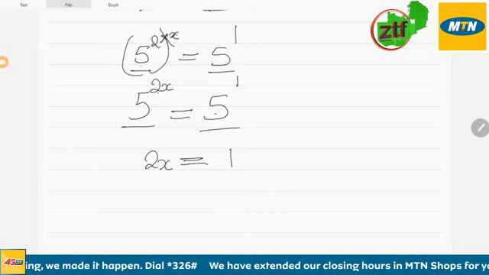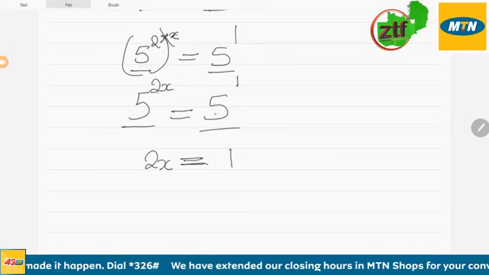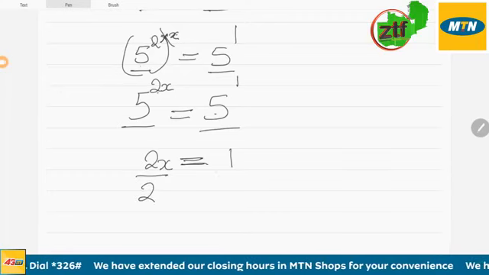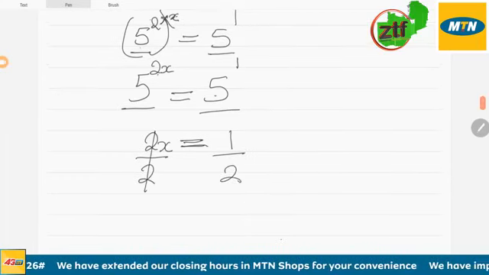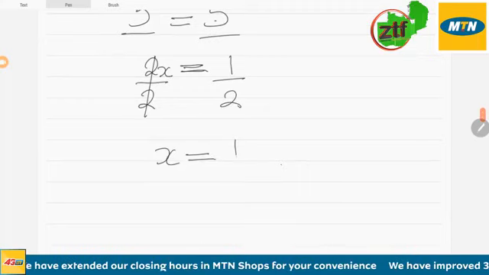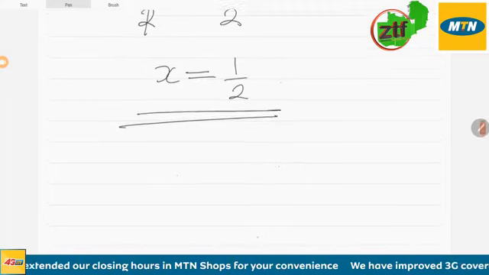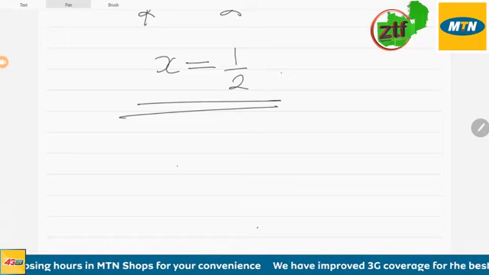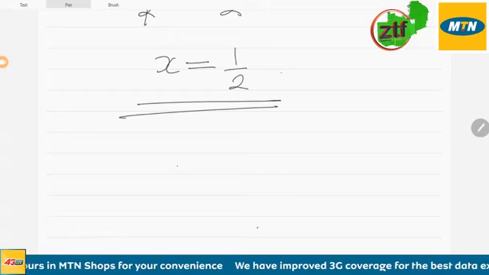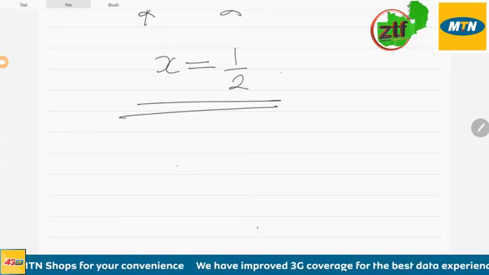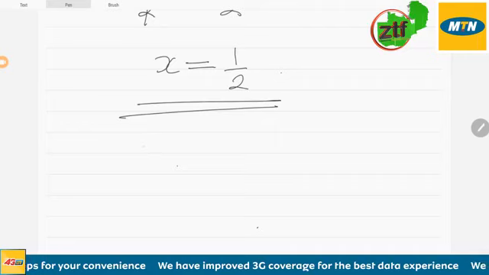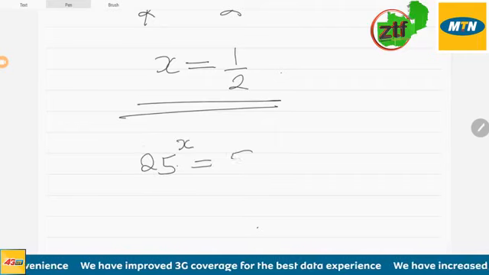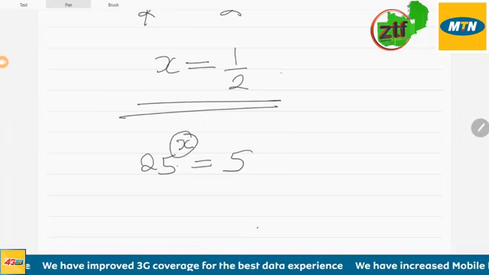And having this simple equation puts us in a better position to smile and say, wow, if I divide by 2 here, and also divide by 2 here, I'm going to have x equals 1 over 2. And this is the value of x that we are asked to solve for. Now, you can also verify to see if the value of x that you have found is correct. Let's go back to the question. The question reads 25 to the power x equals 5. So the value of x is half.